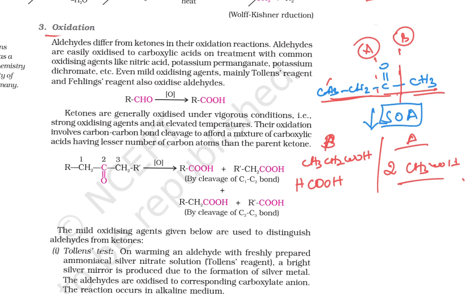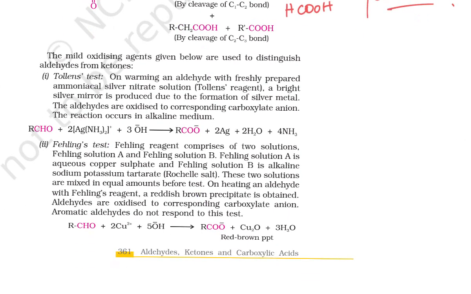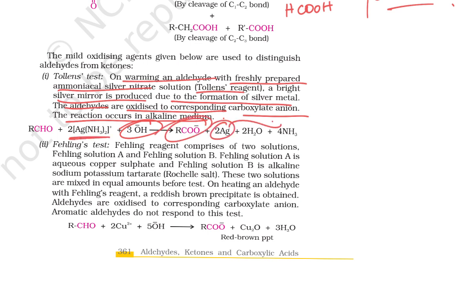Next we go for the Tollens test. Look here, there is a mild oxidizing agent. On warming an aldehyde with freshly prepared ammoniacal silver nitrate, I already told you the Tollens reagent is ammoniacal silver nitrate, a bright silver mirror is produced due to the formation of silver metal. Aldehydes are oxidized to the corresponding carboxylate ion. The reaction occurs in alkaline medium. So we get the carboxylate and the silver mirror. If the silver mirror is there, then your compound is an aldehyde.